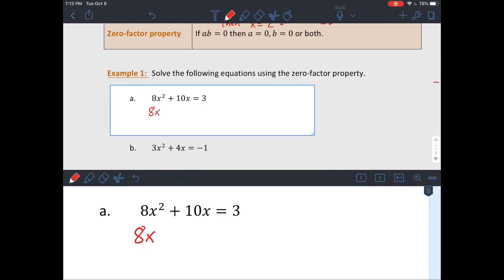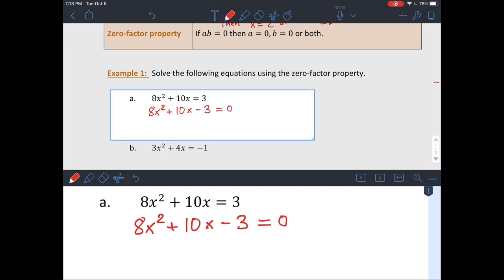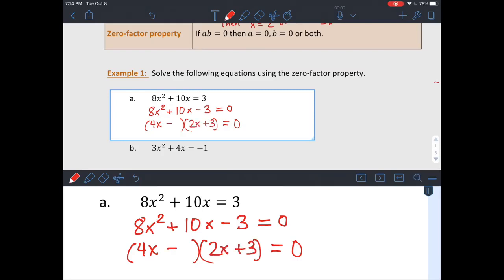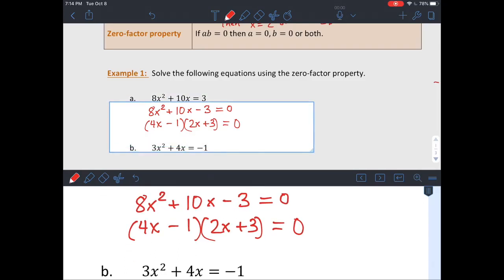So what we want to do, when we're solving a quadratic using the zero factor property, is get 0 on one side first, and then figure out the two factors that are being multiplied to get you that expression. So if you factor this one, it might take a couple guesses, but it factors into 4x minus 1 and 2x plus 3. So your possible solutions are whatever x values make each of those factors equal to 0.